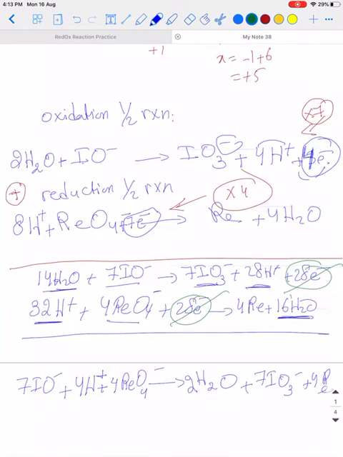If you check atom-wise and charge-wise, you will find that both are balanced, according to what we discussed.